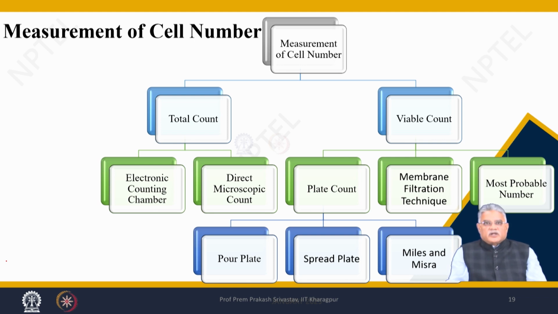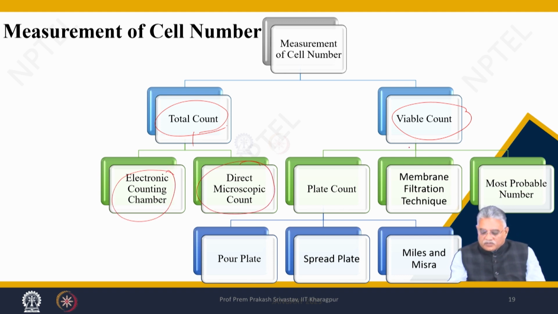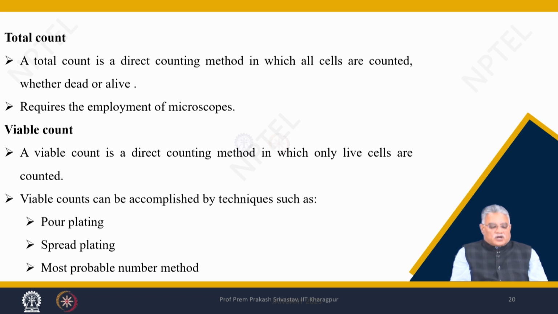The measurement of cell number. The cell number can be measured either by total count or by viable count. The total count includes the electronic counting chamber and direct microscopic count, whereas the viable count includes plate count, membrane filtration technique or most probable number. The plate count is of three types: one is pour plate count, another is spread plate count and another is the Miles and Misra method.